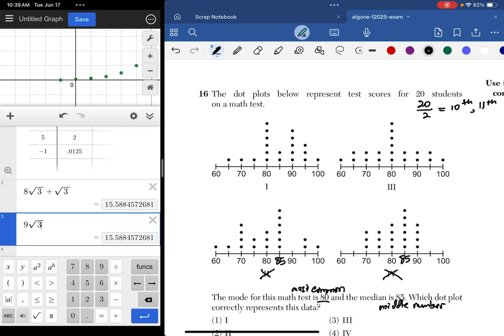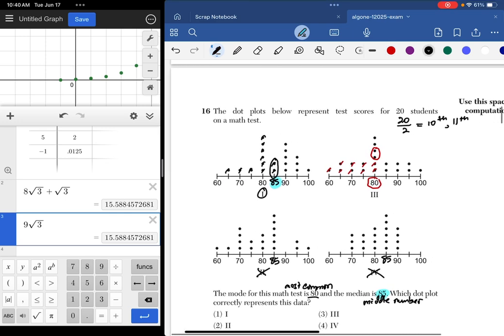Counting 1, 2, 3, 4, 5, 6, 7, 8, 9, the 10th and 11th values are both 85. Whereas in this one, counting 1 through 9, the 10th and 11th values are 80. The median is supposed to be 85, so that would be this number. So it's choice one.